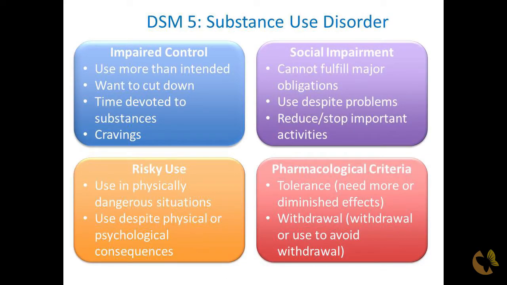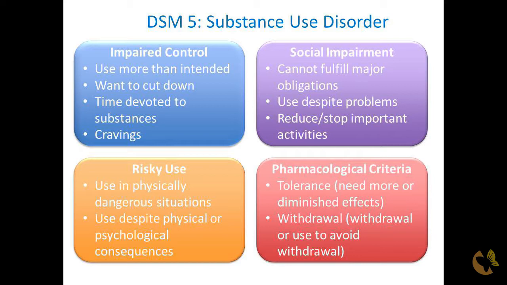So here we're going to look at the DSM-5 criteria, and that's the Diagnostic and Statistical Manual of Mental Health Disorders. We have a total of 18 criteria, but you only need to meet 2 to qualify for a mild substance use disorder. This is our impaired control category, where you use more than you intended. You really want to cut down, but it's hard for you to cut down. You keep having unsuccessful efforts to cut down. You devote a lot of time to using the substances, to recovering from the substances, and you have cravings.